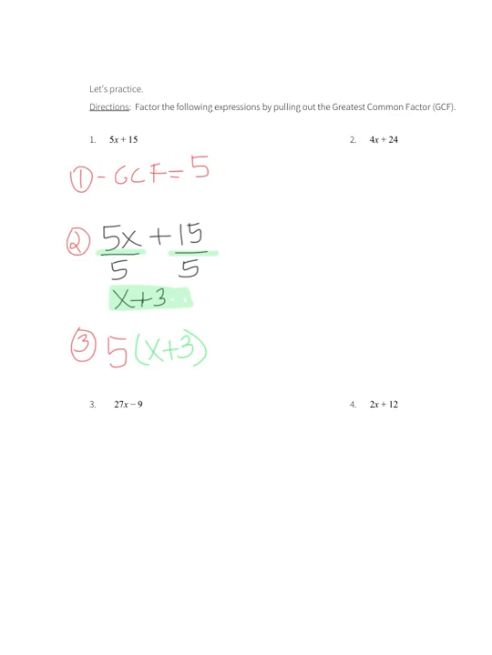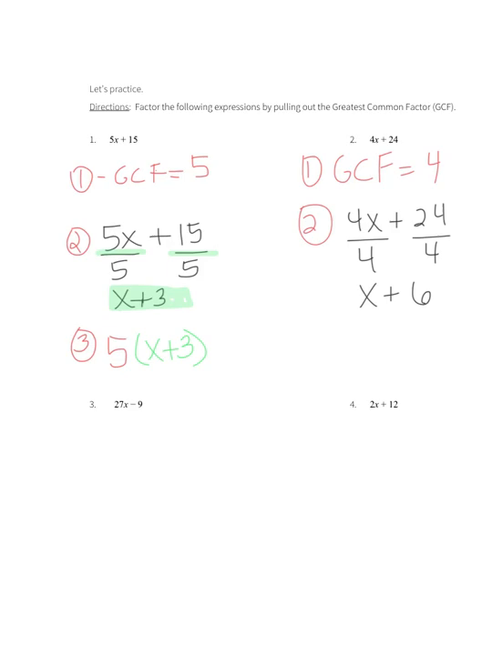Make sure that you're getting all of this written in your notes. So my first step is to find the GCF. 4x plus 24, the GCF is equal to 4. My second step is to divide both terms by the GCF. And I get an answer of 4 divided by 4 is 1, so I'm left with x. 24 divided by 4 is 6, so I'm left with x plus 6. Perfect.